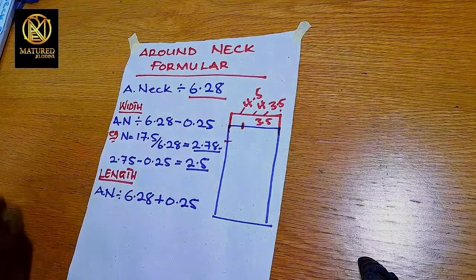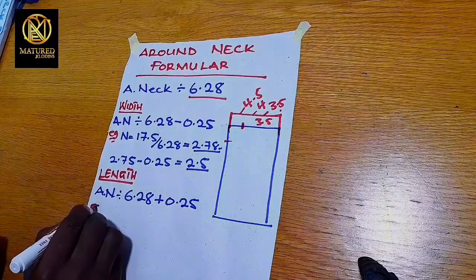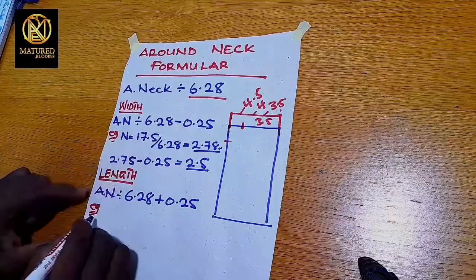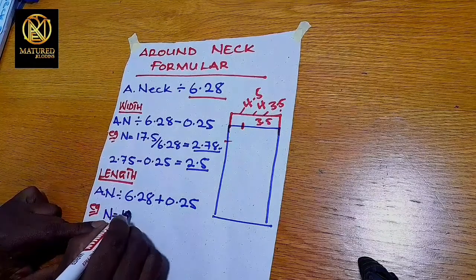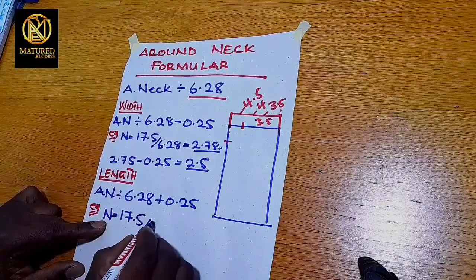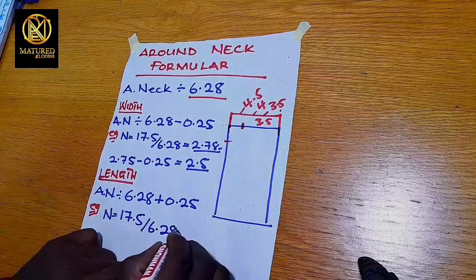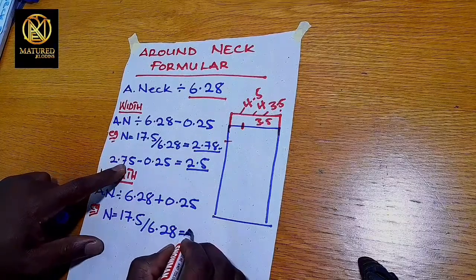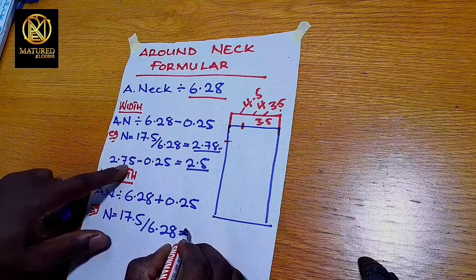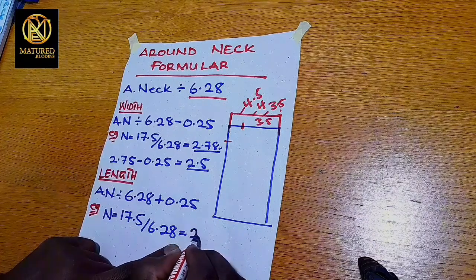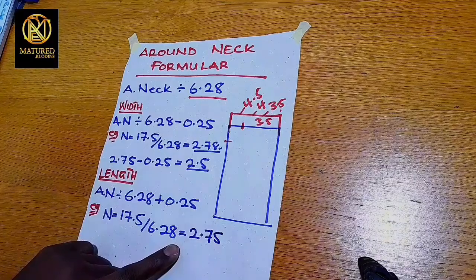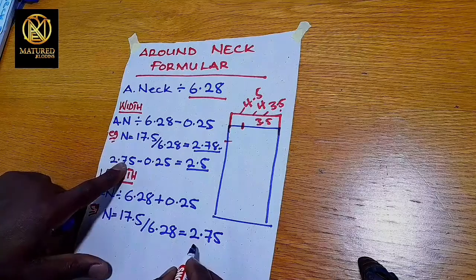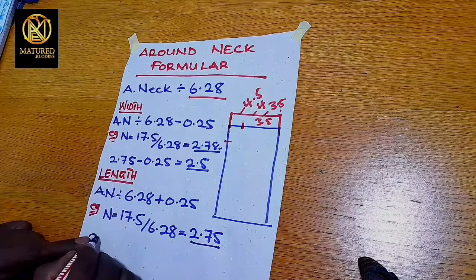But on the length, we are going to add 0.25 to it. For example, our neck circumference, remember, is 17.5 inches. Okay, so this is my 17.5 inches. I'm going to divide it by 6.28, which is going to give me the 2.78 that I approximate to 2.75. So I'm going to write my 2.75 like this. That's the number we have. So remember, it's the same number we had for the width. So the 2.75, guys, sorry for this particular writing mistake.